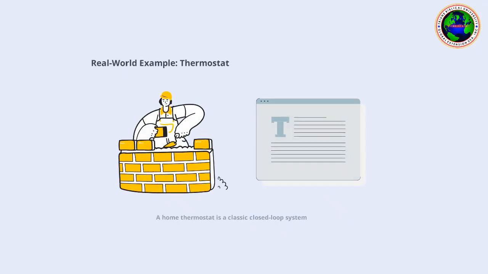A home thermostat is a classic closed-loop system. You set the desired temperature, and the thermostat measures the actual room temperature. If the room is too cold, it turns on the heater. If it's too warm, it turns it off. This constant adjustment keeps your home comfortable, regardless of changes outside.